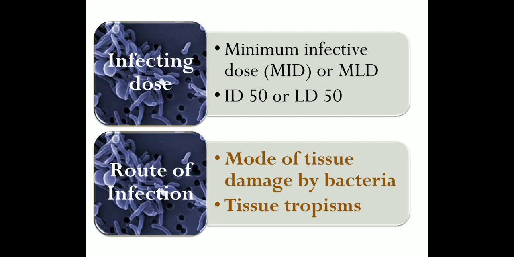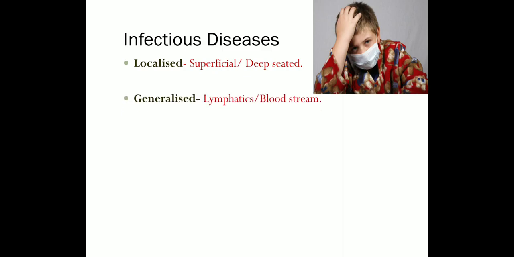The route of infection is usually dictated by the mode of the tissue damage by the bacteria and the affinity of the organism, it can be any organism, to the tissues. So, when we say infectious diseases, we can broadly classify them into a localized infectious disease and a generalized infectious disease. When we say localized, it can be either superficial or deep-seated. When it is generalized, usually we refer to those infectious disease processes which have entered at one particular site and have spread through the blood vessels and the lymphatics and cause these symptoms.